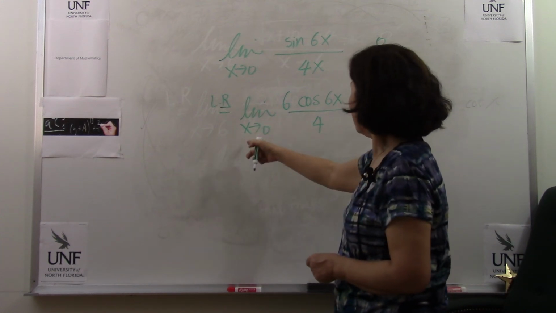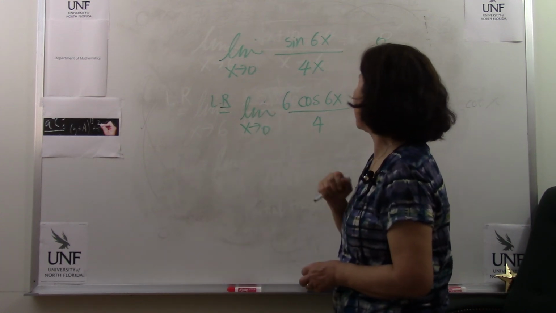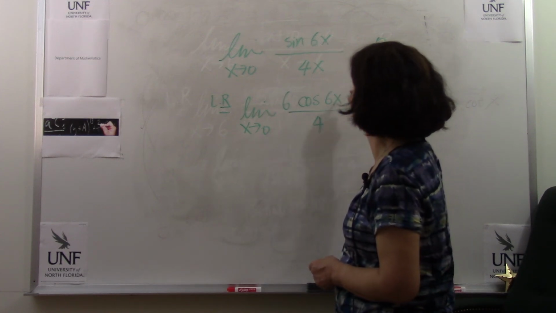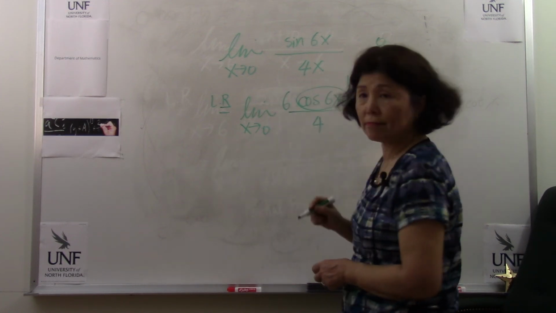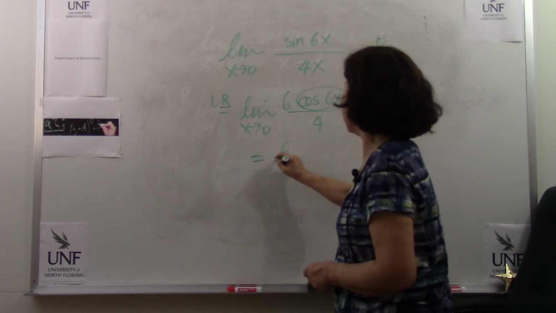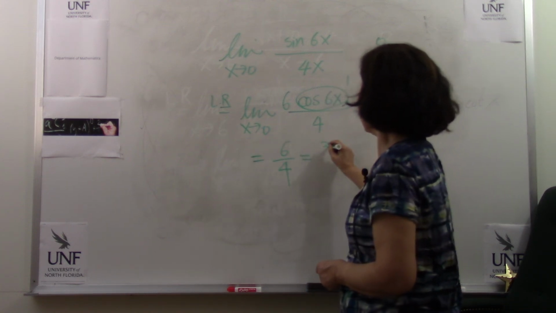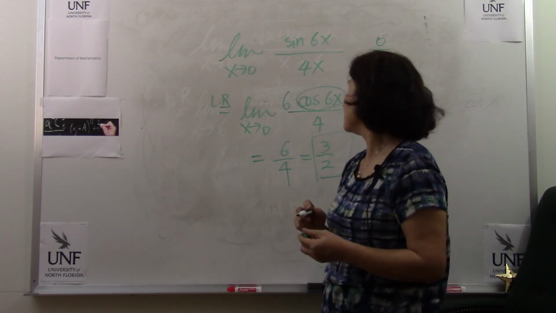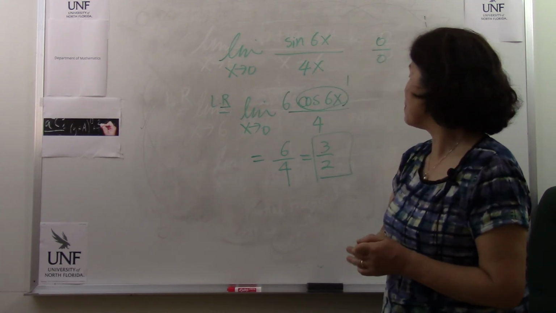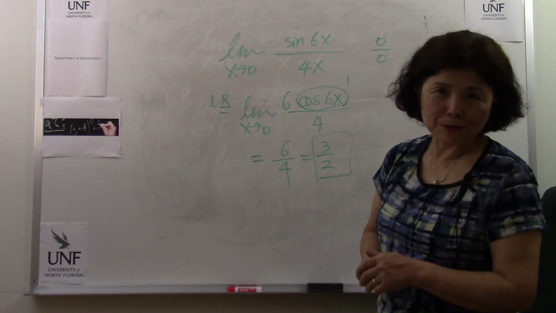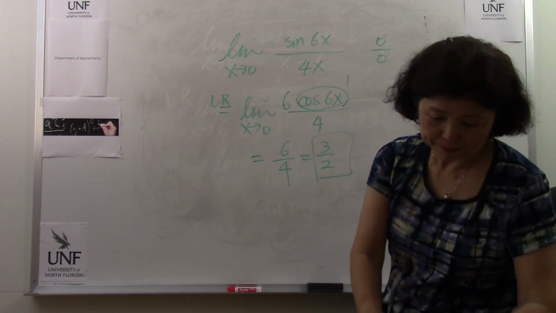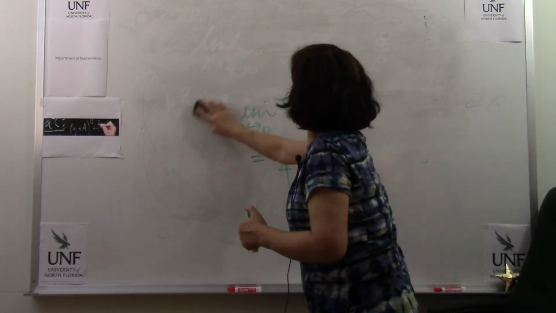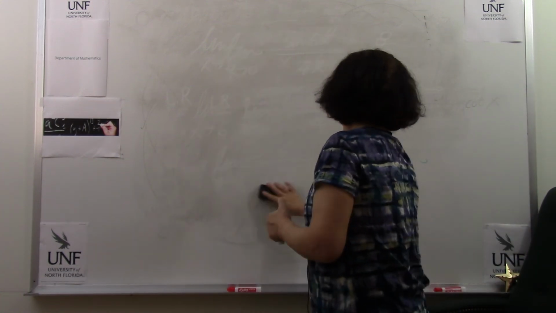So now we calculate this limit. X goes to 0, so 6x goes to 0. So cosine 0 is 1. Therefore, the answer is 6 over 4, or you reduce it to 3/2. So this is how you calculate those limit problems using L'Hopital's rule.